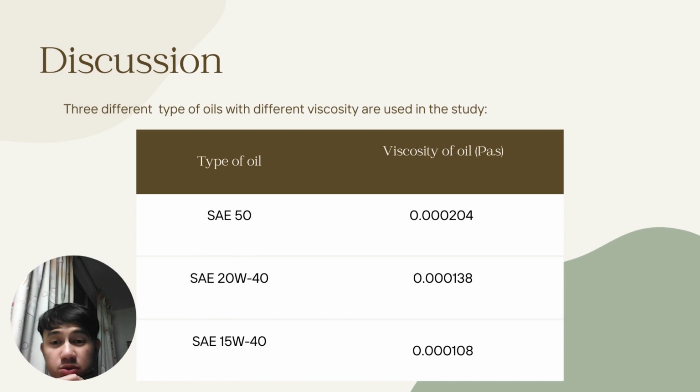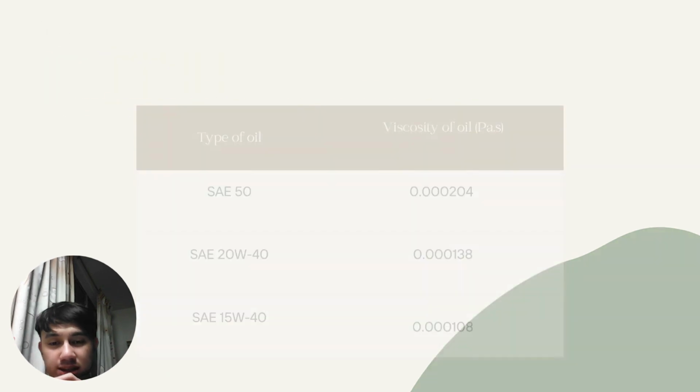Before we move further, I would like to give a brief about the type of oil that we use. In this study, we want to analyze the load capacity for different types of oils. Therefore, we use three types of oil, which are SAE 50, SAE 20W40, and SAE 15W40. These three types of oils have different values of viscosity. We can see in the table the viscosity for every type of oil.